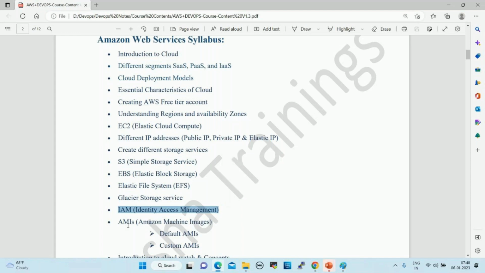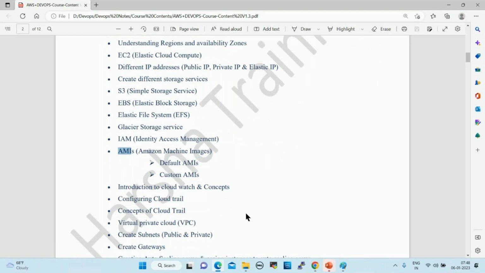Next one, AMIs, Amazon Machine Images. So these are the images available to create the servers. Normally, when you want to install Windows on your laptop, we require one image, right? So in the same way, the cloud vendor also provides all the images to create the servers. It is a very easy, very simple way we can create the servers by using this, right?